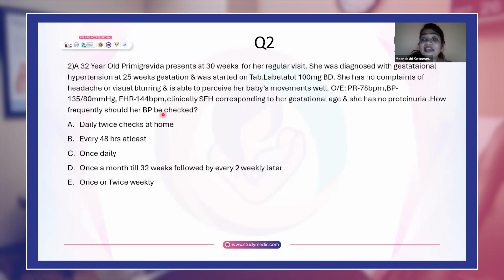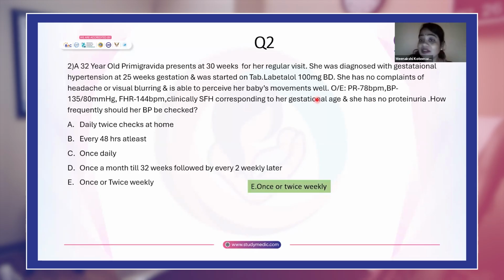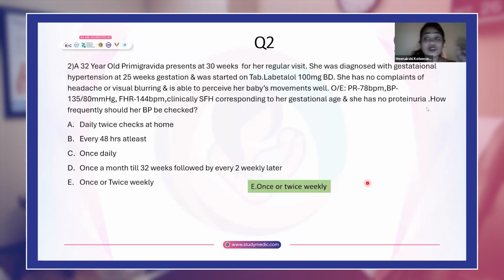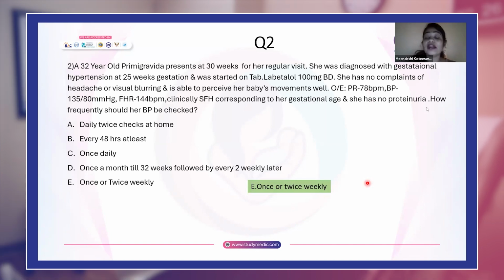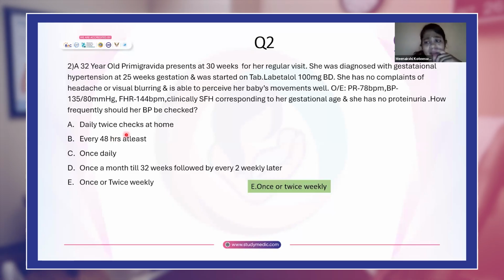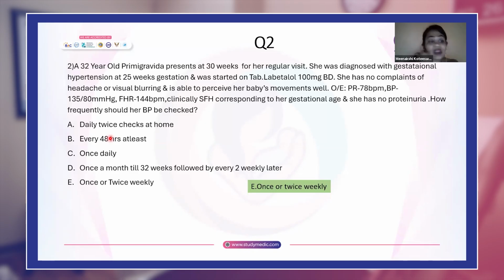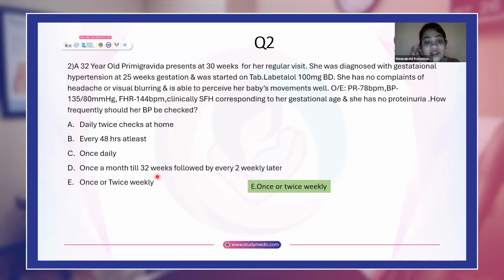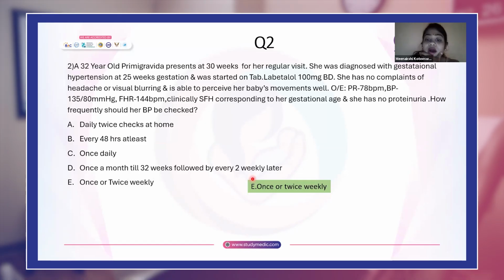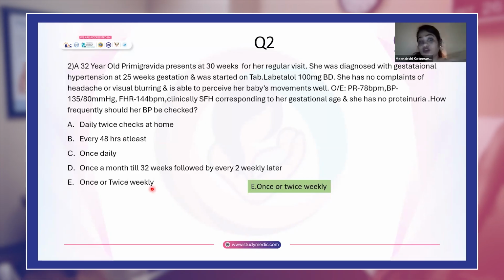Based on her symptoms, you understand that it's a clear-cut case of gestational hypertension with no other complications, and the BP is well under control with oral labetalol 100 mg BD. So what do you need to do? Twice daily at home, not required so frequently. Every 48 hours at least, no, it is not required. Once daily, not recommended. Once a month till 32 weeks, followed by every 2 weeks later, no, this is not recommended. And once or twice weekly, yes, definitely you'll choose this option.